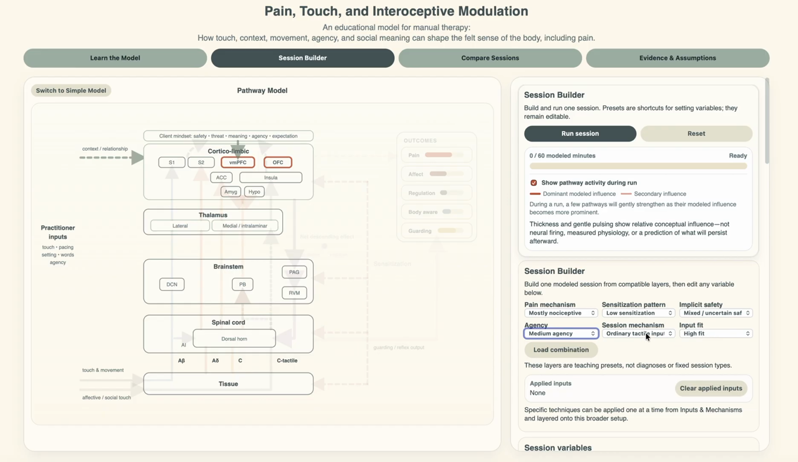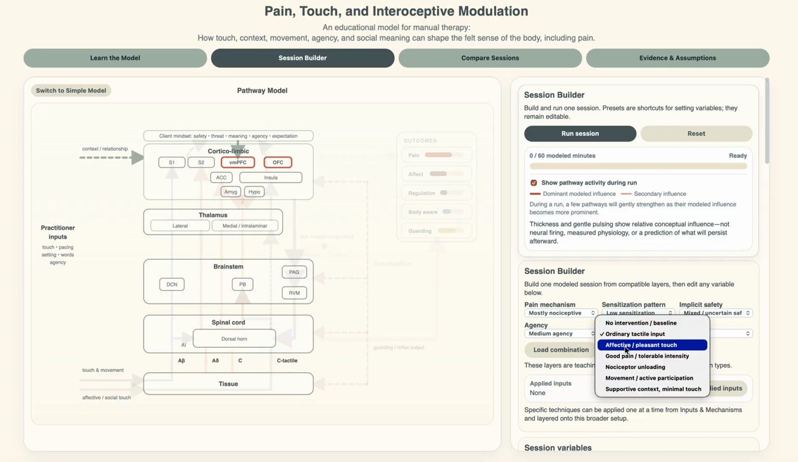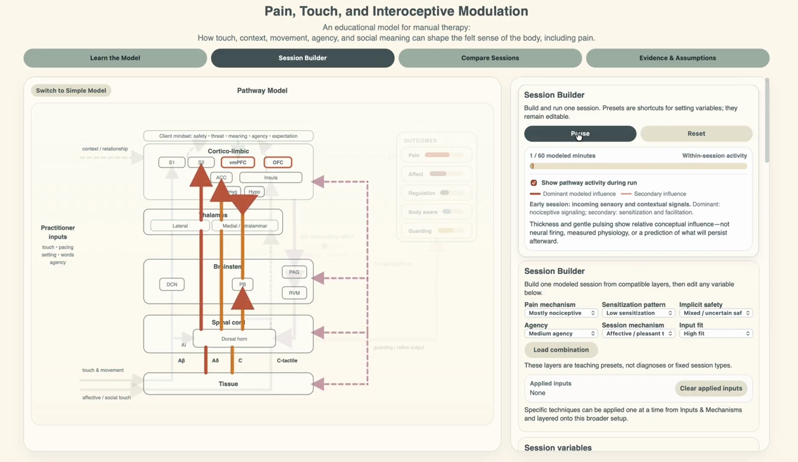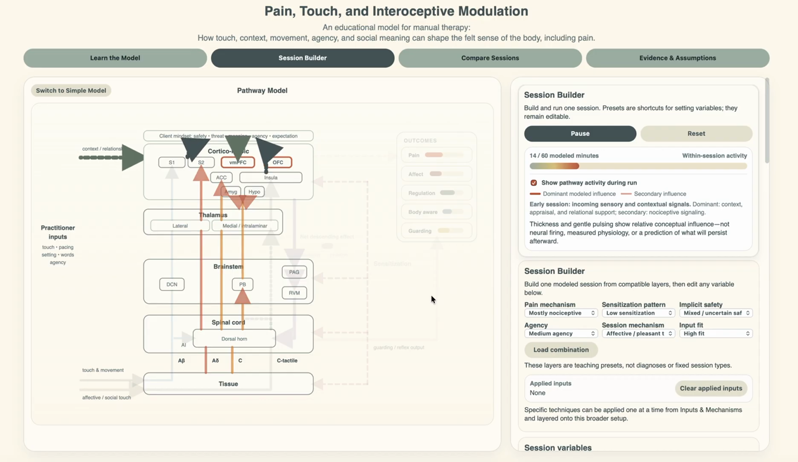And so then we can add the dominant session input. So we'll say it's effective, pleasant touch, which is basically effleurage. And then we come up here and we run the model. And we watch how things are affected over a period of 60 seconds. 60 seconds corresponds to 60 minutes. So you see how things evolve over time during the session.